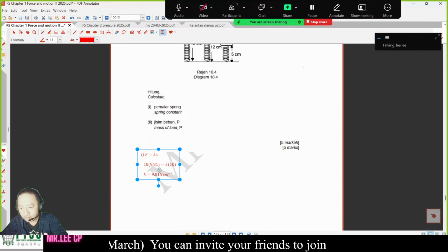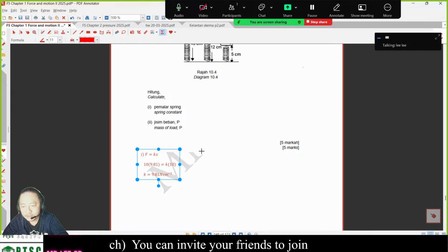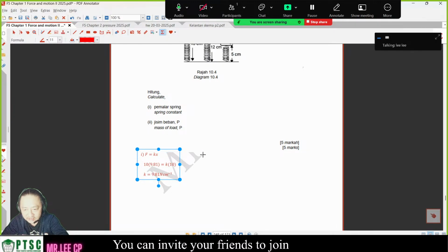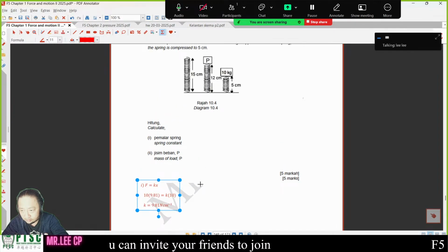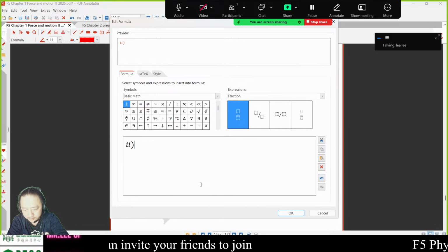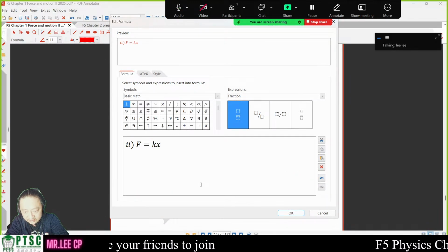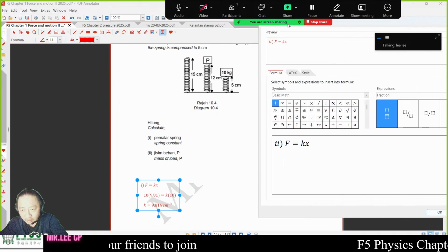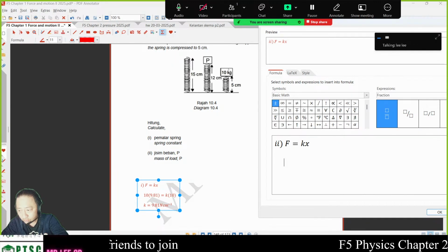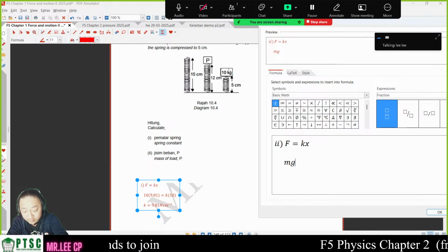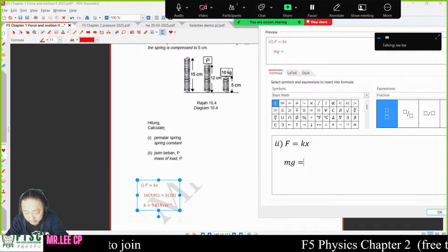Okay. So the first one is done already. So second one, they are asking you the mass of the P. F is equal to Kx. P is M times G, right? M times G is equal to P.